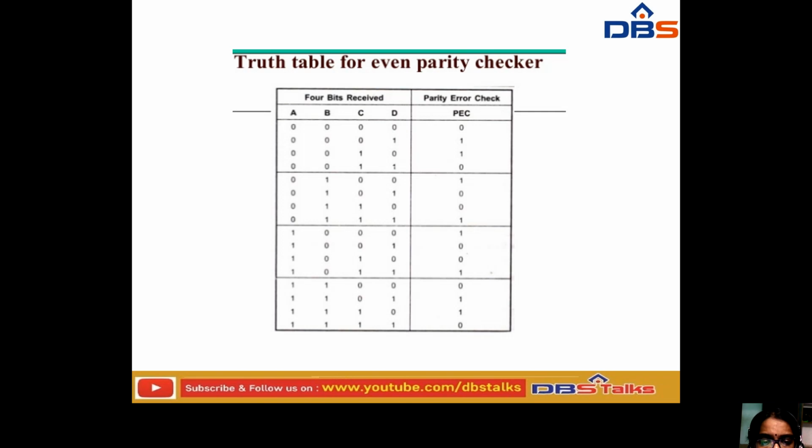1 0 0 1, it is not having even parity. And 1 0 1 0, it does not have even parity. And 1 0 1 1, it should have one even parity. And next one, sorry, parity error check. Next one is 1 1 0 0, it does not have any parity error check. At 1 1 0 1, it is having the parity error check. And at 1 1 1 0, it is showing the parity error check of 1. And at all the ones, it is not having any parity error.